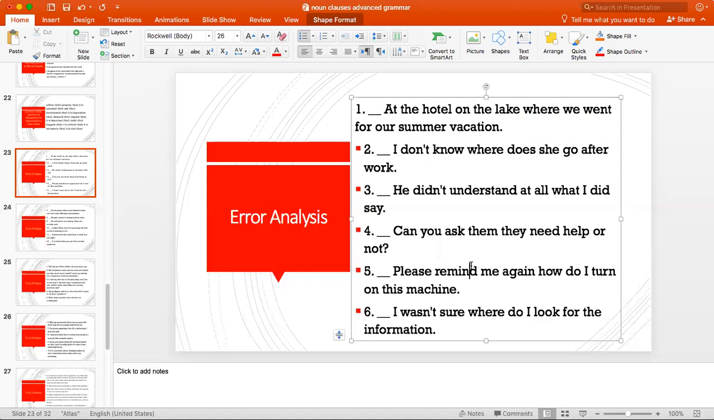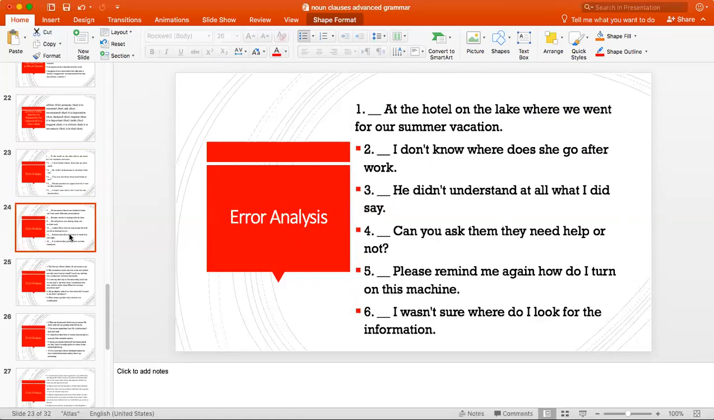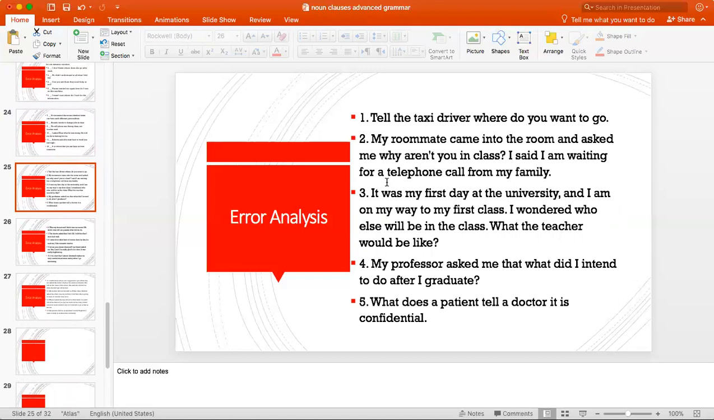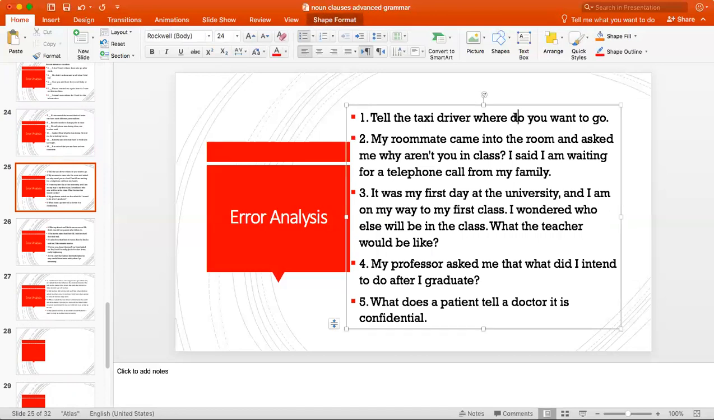Originally, the sentence is, do they need help? Remember, when you report a sentence that has a yes/no question, you use whether or if. Again, more exercises from the end of the chapter, very significant. Each chapter in your book has a very comprehensive exercise that covers everything. You need to focus on this because it's important. Tell the taxi driver, where do you want to go? Tell the taxi driver where you want to go. No question form. So this is wrong here.